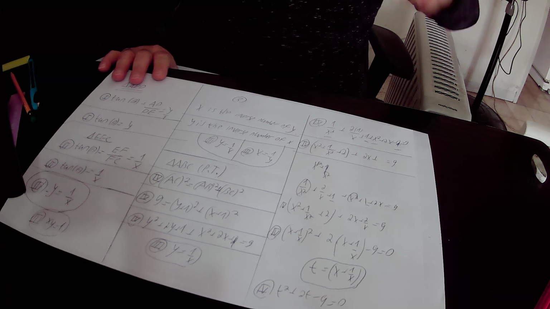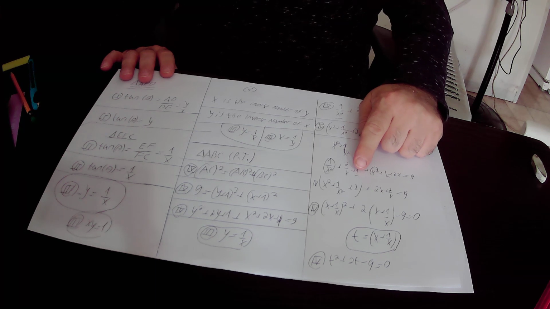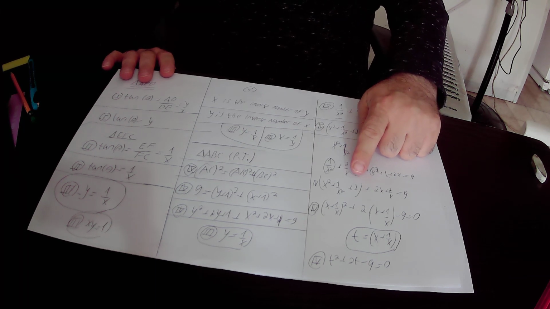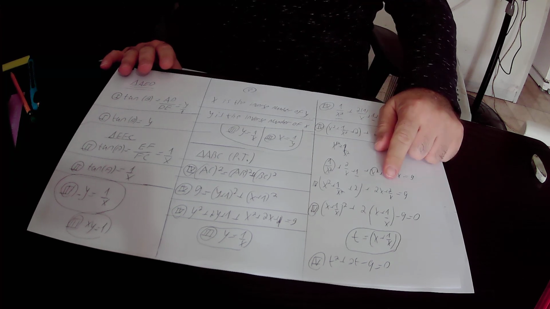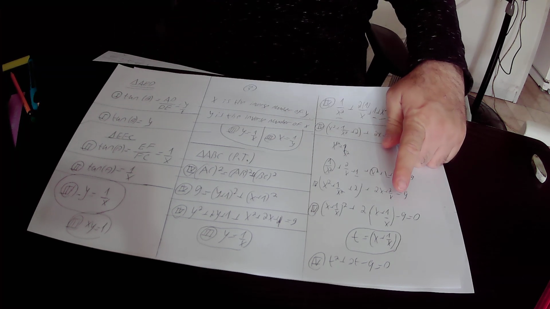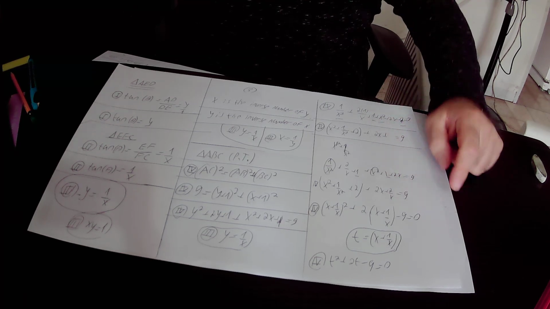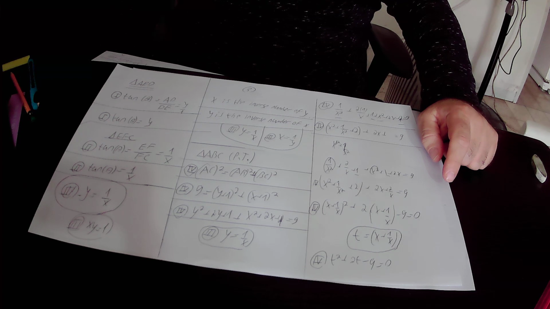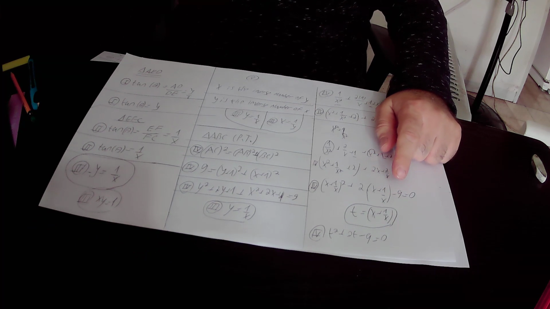And we know that x squared plus 1 over x squared plus 2 is (x plus 1 over x) squared. And here we took 2 as a common factor, and inside the brackets we are left with x plus 1 over x minus 9 equals 0. We defined t as x plus 1 over x. That is to say, t equals x plus 1 over x.